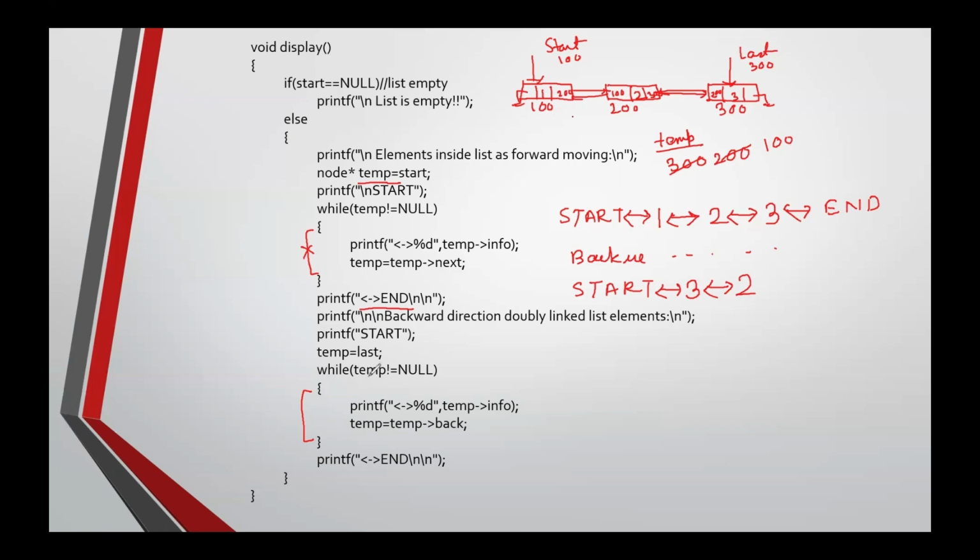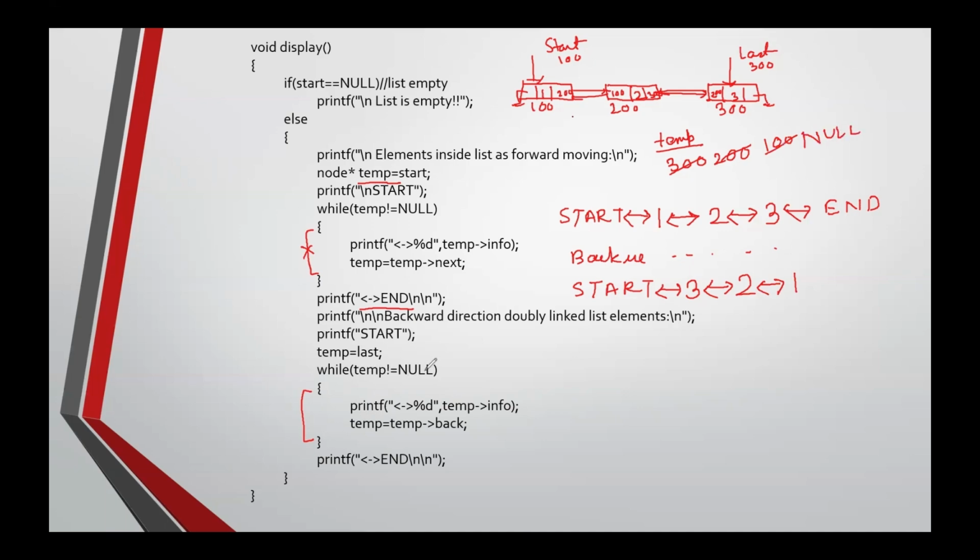Now, is 100 not equal to null? Yes, it is true. If it is true, the body of the loop is executed. What is the body of the loop? This symbol, then percent d. What is the percent d? Temp info. What is temp? 100. What is the info of 100? 1. So it will print 1. Then temp equal to temp back. 100 back is null. So right now, what is the temp value? Null.